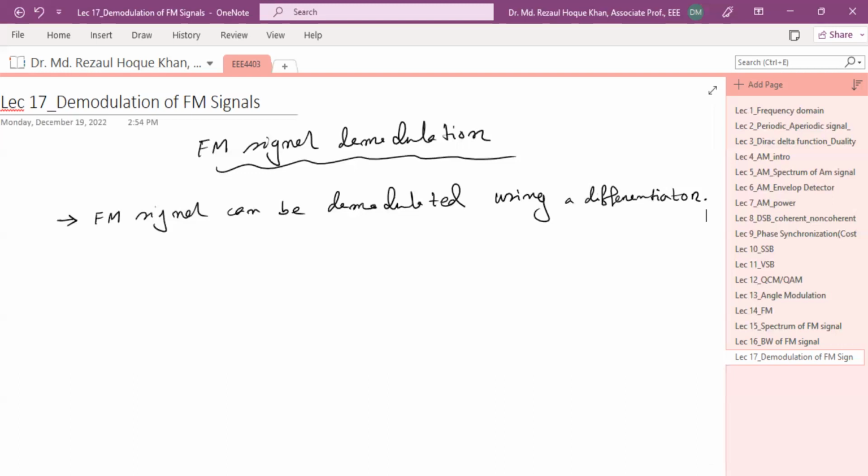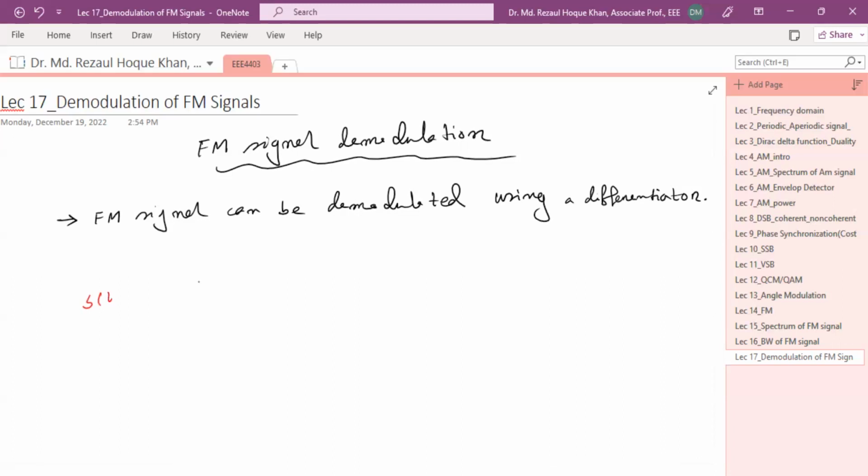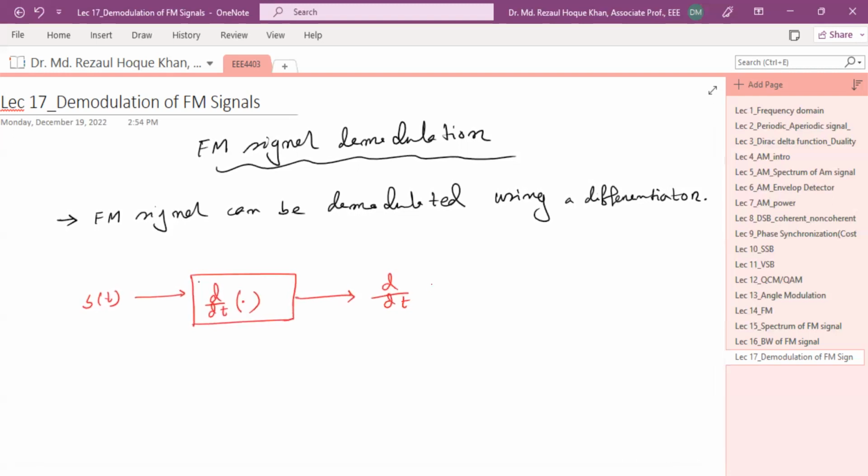We will illustrate how to demodulate this FM signal using a differentiator. Let us say we have a signal s(t), the modulated signal we received, and we pass it through a differentiator. The differentiator will look like this, and the output will be d/dt of s(t), which is actually the demodulated or original signal. So this is a differentiator.